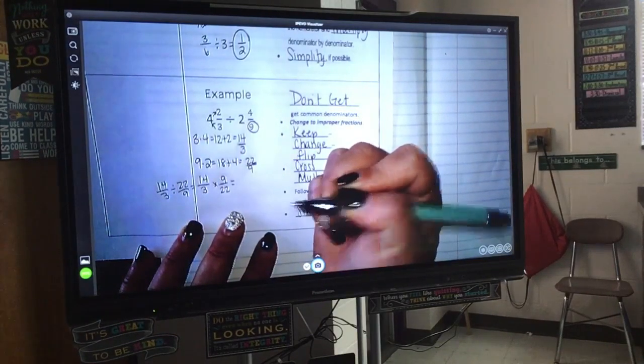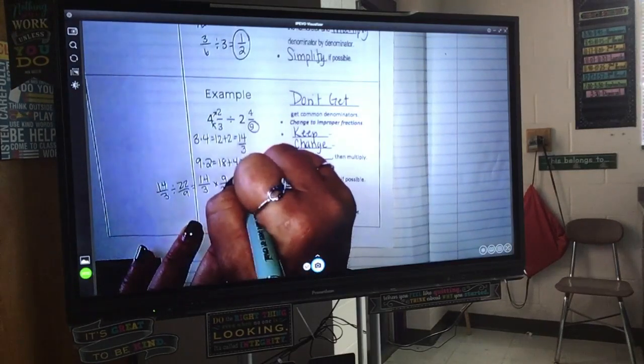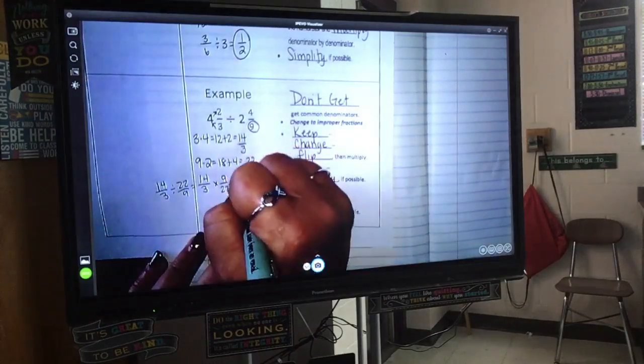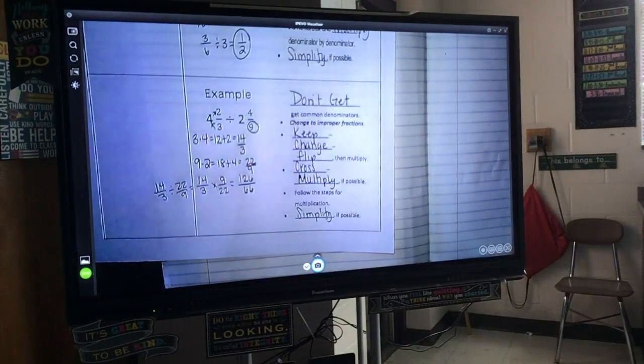So 14 times 9 would be the next one. 126. And then 22 times 3, which is 66. Okay, and then you simplify that. So we can simplify, or we can change it back to a mixed number and then simplify again. Whatever you would like to do. If you change it back to a mixed number and then do your simplifying, fine. If you simplify here and then change it to a mixed number, that's fine as well.